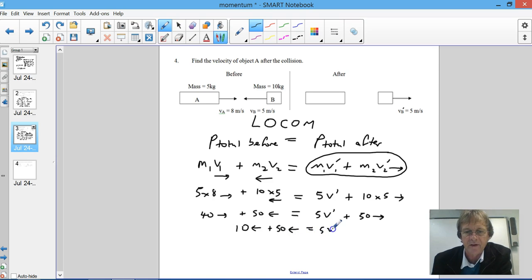And you've got 5v dashed. So altogether we've got 10 left and 50 left. You've got 60 to the left here, equals 5v dashed. To solve for v dashed, we're going to divide by 5. So 60 over 5 will give you 12 meters a second. And this time it's going left, because that's the way the momentum is going. Okay, so that's how you do those if they separate.